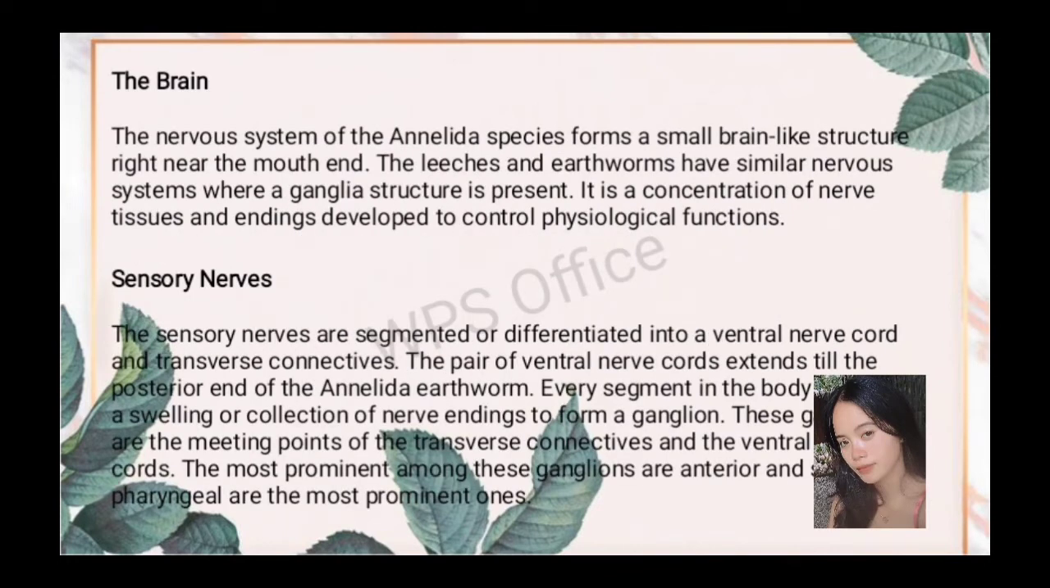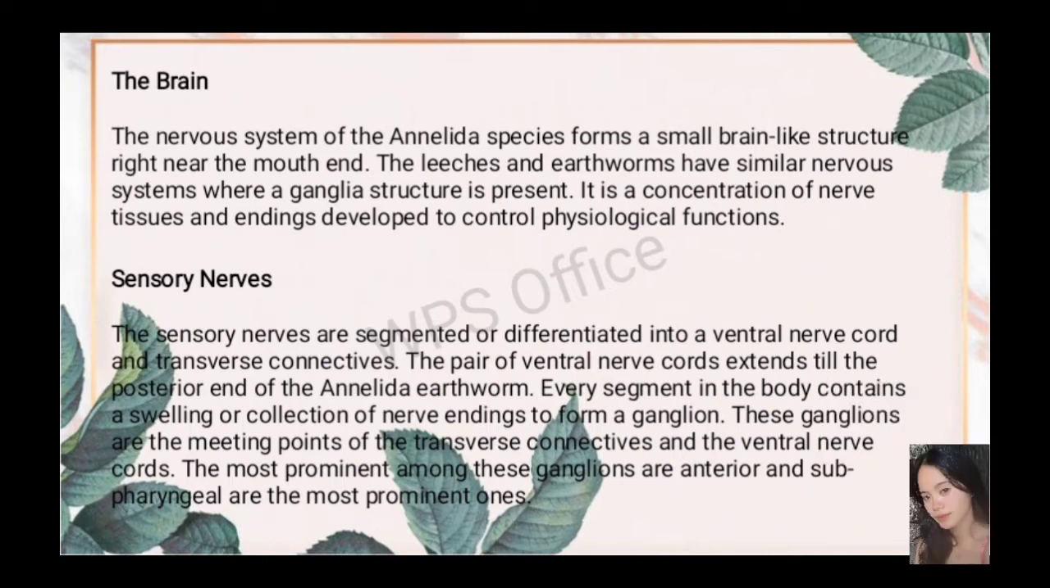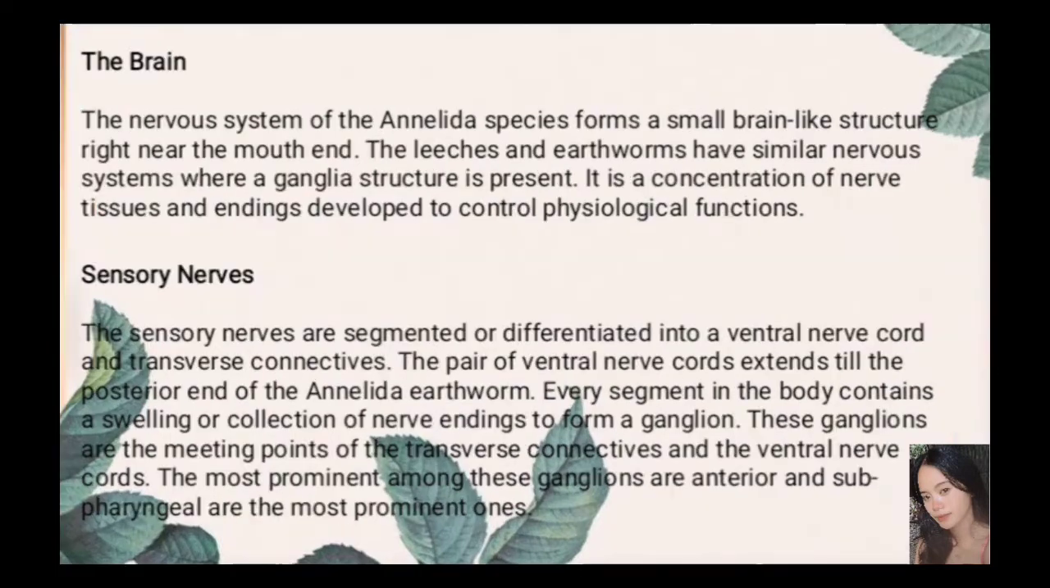The brain. The nervous system of the Annelida species forms a small brain-like structure right near the mouth end. The leeches and earthworm have a similar nervous system where a ganglia structure is present. It is a concentration of nerve tissues and endings developed to control psychological functions.